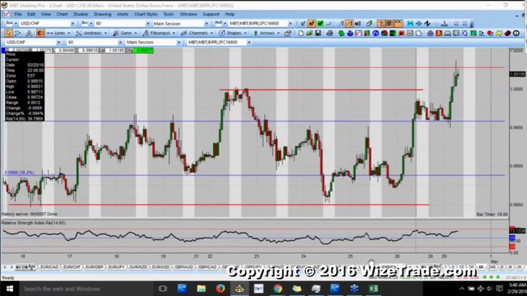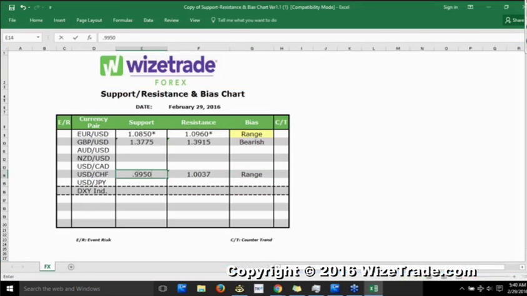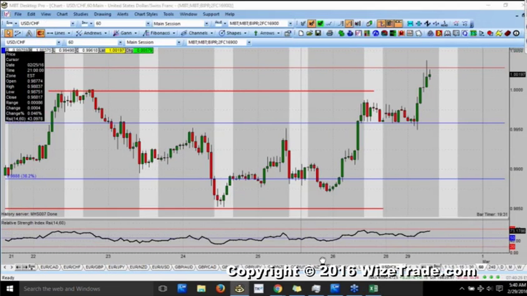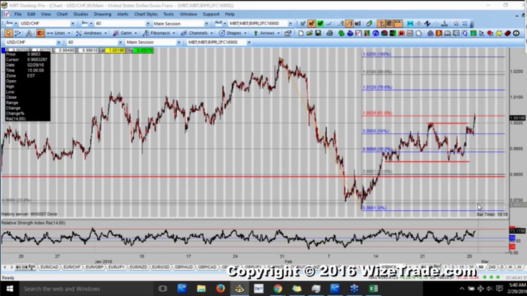Support would be the overnight low, which is 99.50. Okay, and there's a shot that we can continue a little higher here in the Swissy. I personally wouldn't be chasing it up here. Yeah, I'd like to buy it on dips. I was hoping we'd dip back down towards 98 cents to 97, maybe even 96.50.